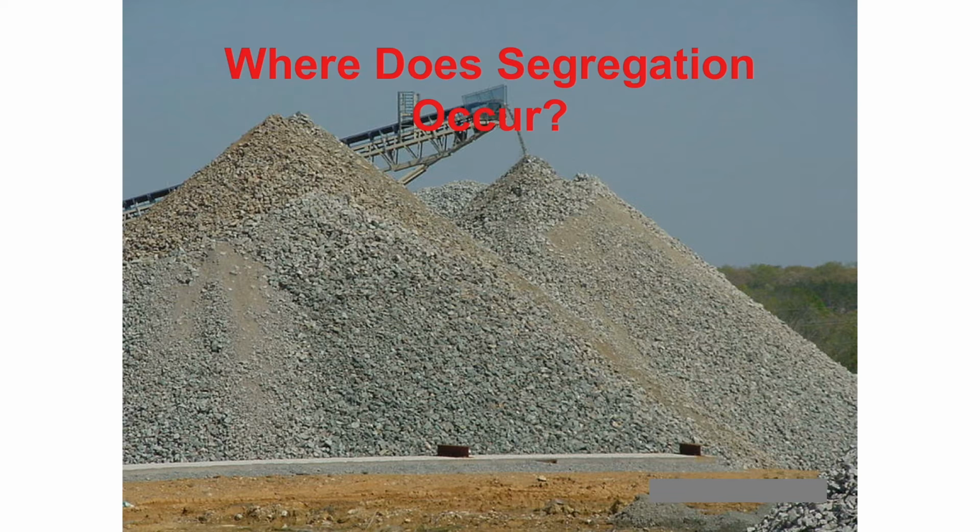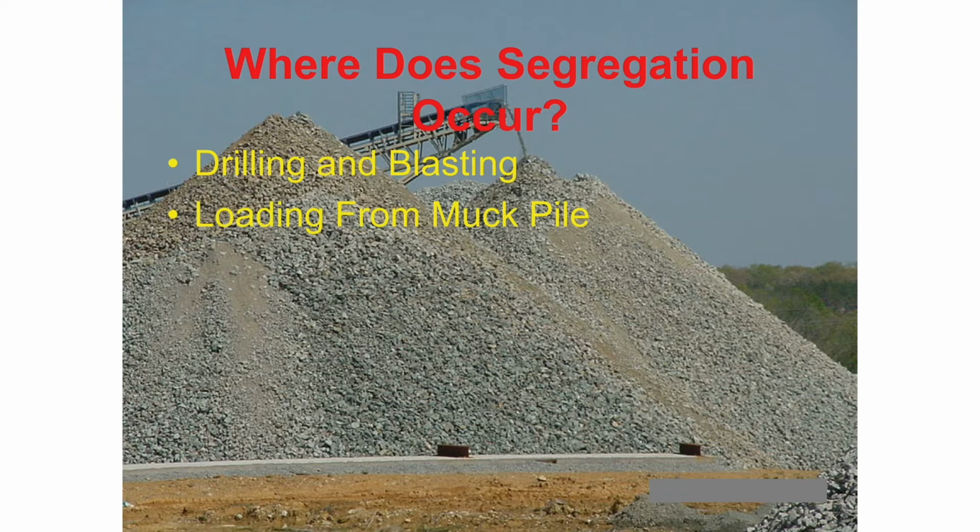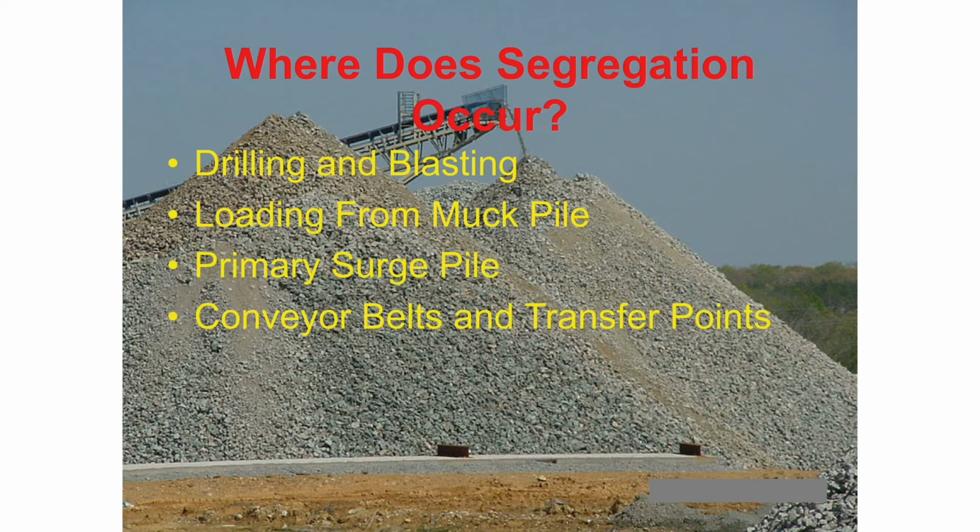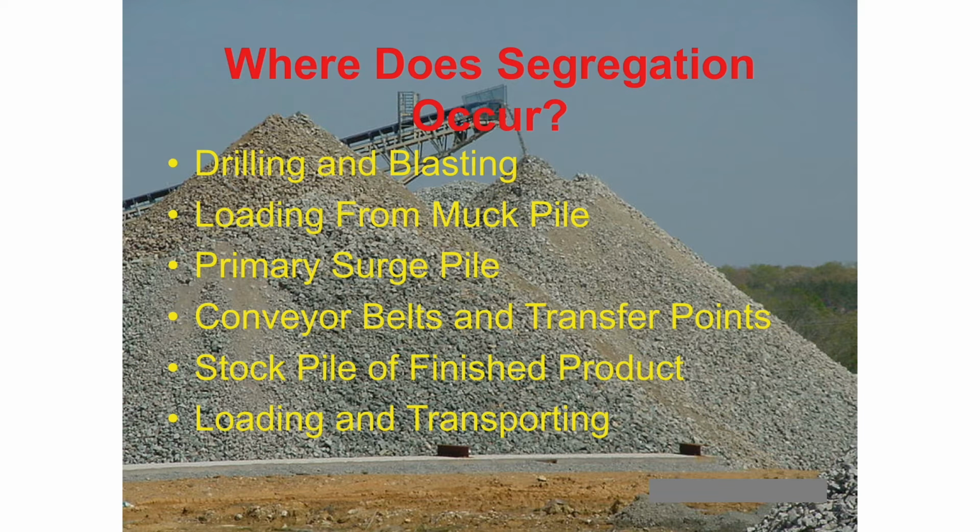So where does segregation occur? It starts right down in the pit with drilling and blasting, loading from the muck pile where we just shot, primary surge pile, conveyor belts and transfer points, stockpiles of the finished product, loading and transporting, and then finally dumping and spreading. So a lot of steps in there where segregation can occur.